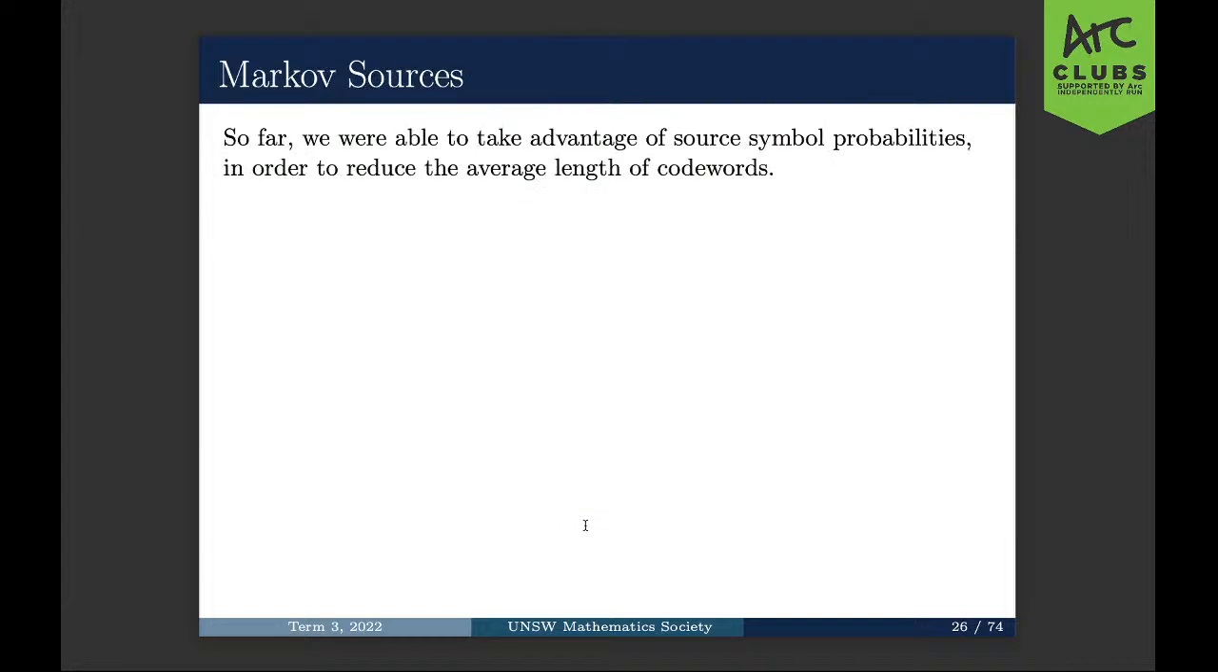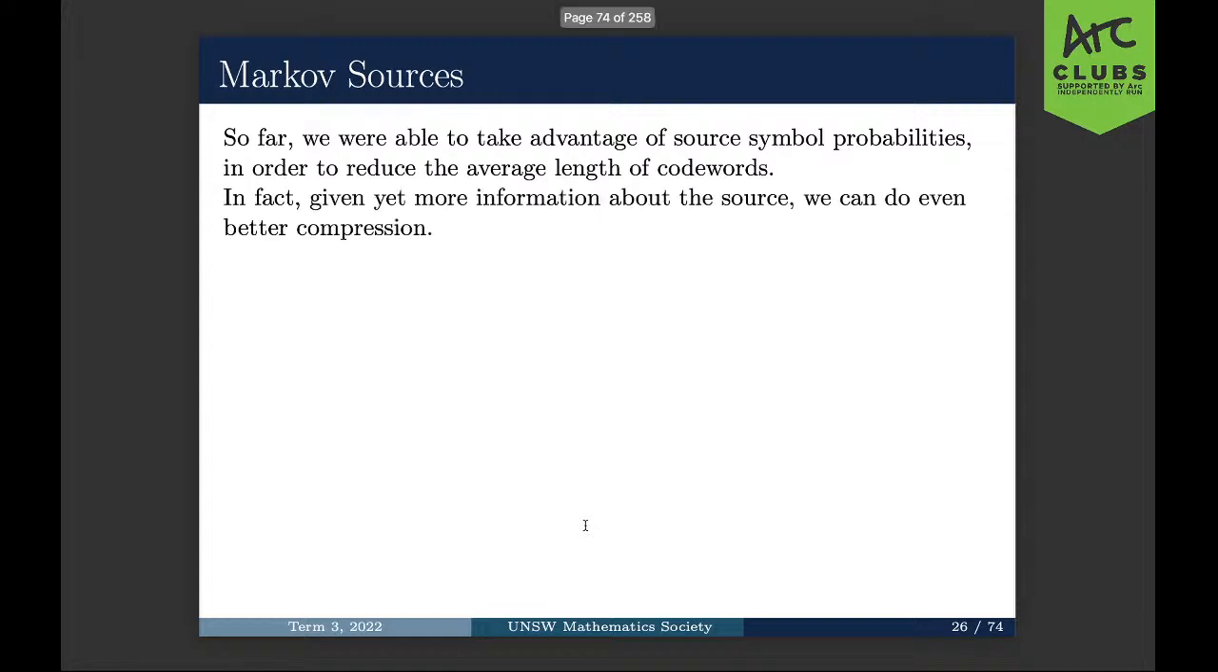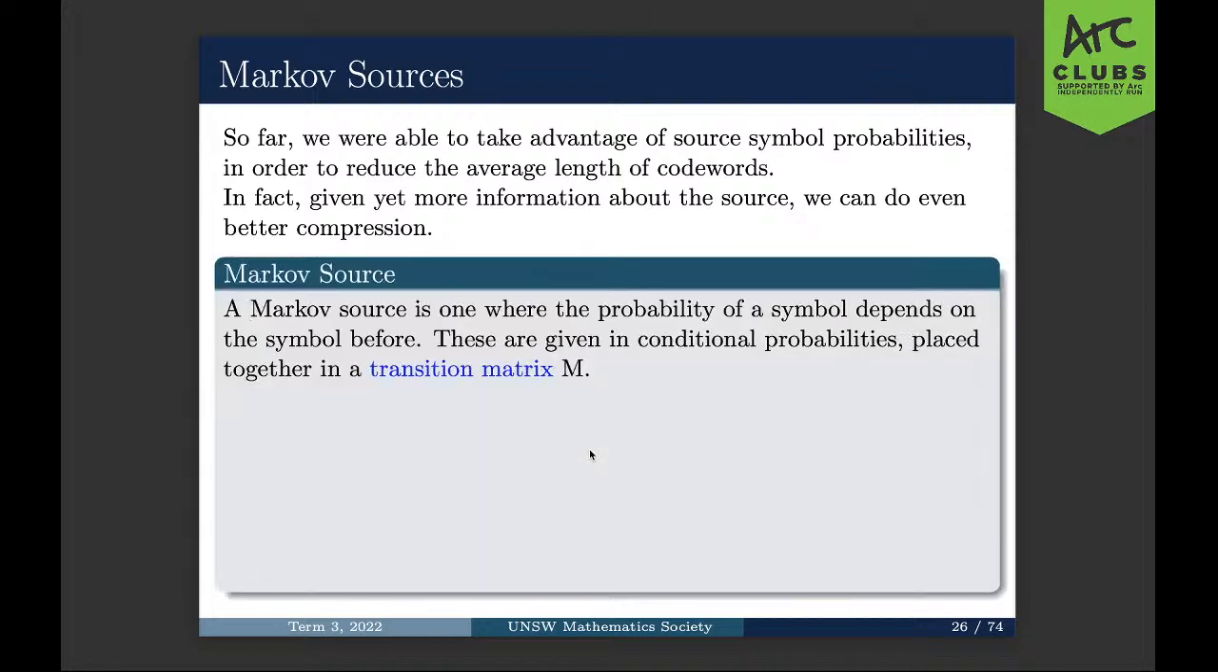Okay, that was extensions. So here we move on to Markov sources. Before we get onto this, if you noticed, the reason why we were able to achieve some compression from before was because we knew the source symbol probabilities. We were able to take advantage of them and reduce the average length of code words based on that. So it's natural to expect that if we have even more probability information about the source symbols, then we can do even better compression. And that's what Markov sources try to exploit.